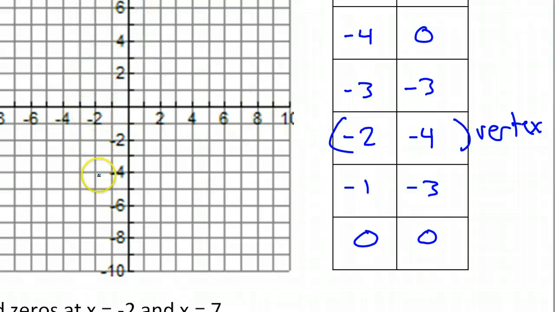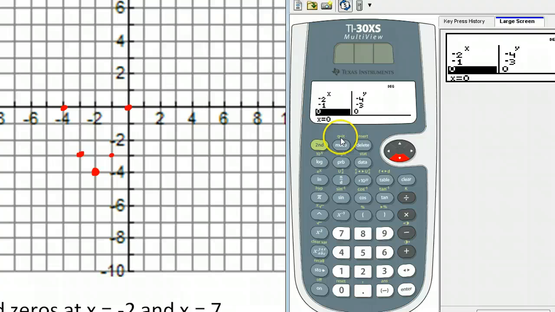And then -3, -3. Okay, and -4, 0. Okay, and then -1, -3, and 0, 0. That's all that fits on the table. But if there are more values you can get off of your calculator, I want you to graph all of them that will fit. So keep going. Don't just graph these 5 values just because that's all the space you had on your table.